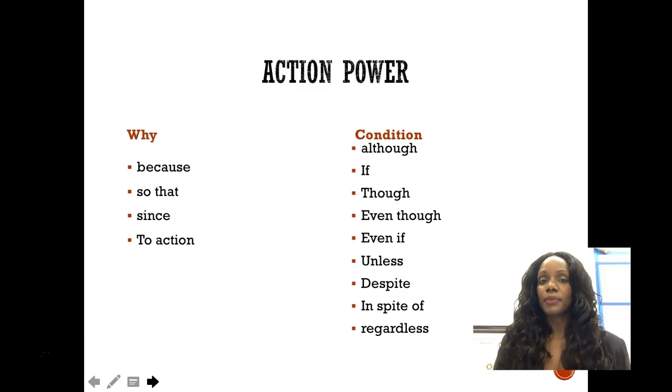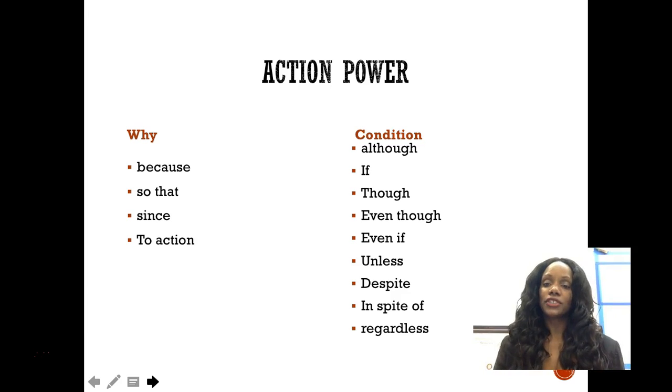Now, this is a good time to press pause, so that you can record as many of these terms as you can. These are the starting points, and so I want you to get them, their action power. When you tell why, you've got to use these phrases. You start with because, and then you have a group of words that follow. You start with so that, or since, or to action, meaning like to plus a verb. And then you have your condition group. I'm not going to read all of them, but you can have although, even though, even if.